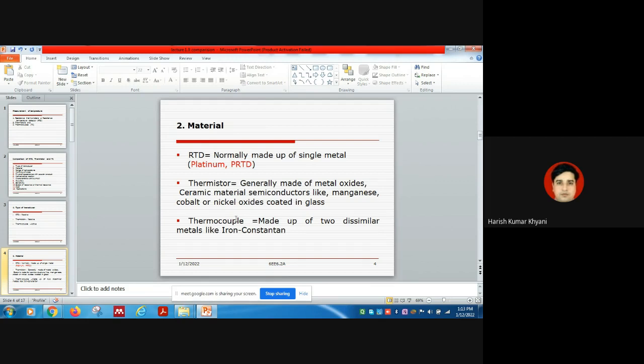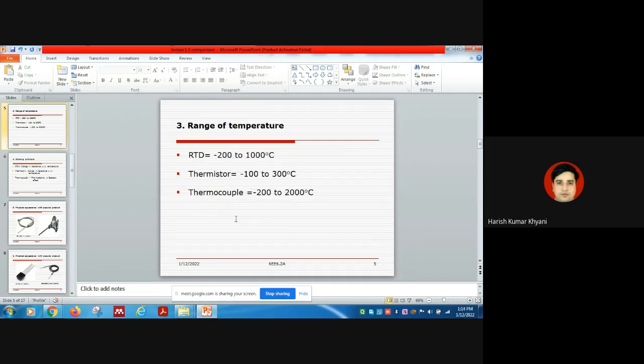The examples are manganese, cobalt, and nickel oxides, right? As far as thermocouple is concerned, yesterday in our class we have seen that it is made up of two dissimilar materials having different temperature coefficients, right? And one of the most popular examples is iron and constantan. Number third is range of temperature. We have seen that the RTD, or you can say platinum RTD, is used up to the range of 1000 degrees centigrade, whereas thermistors have the lowest range, up to 300 degrees centigrade, whereas we can use the thermocouple up to 2000 degrees centigrade, right?